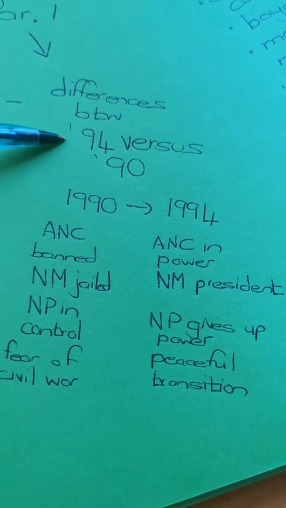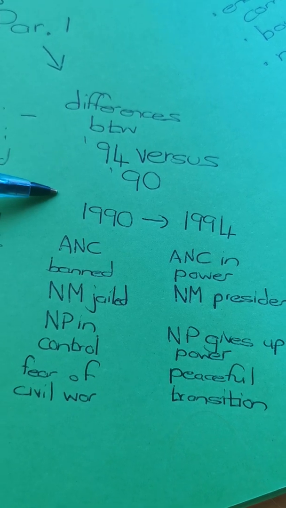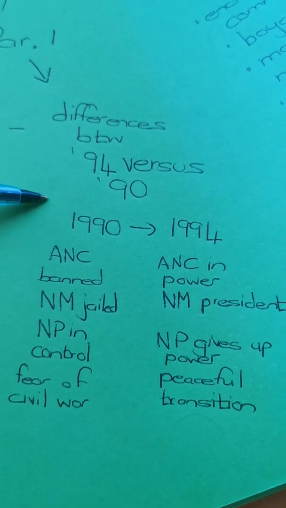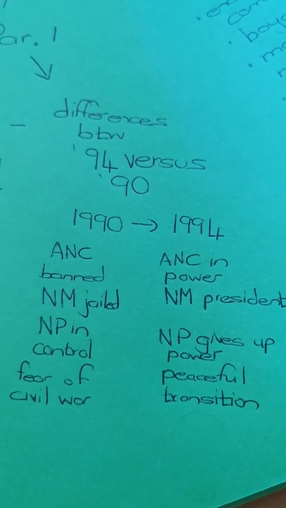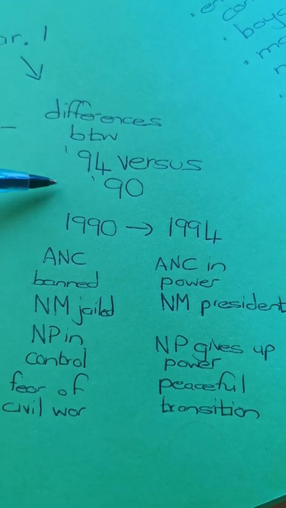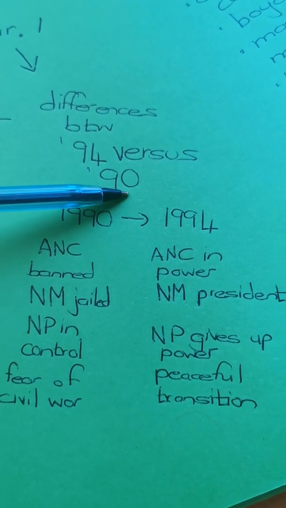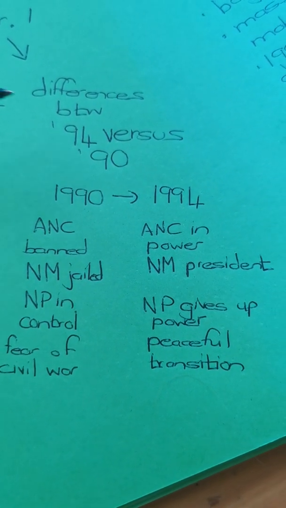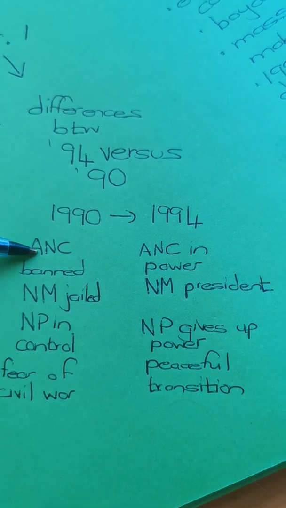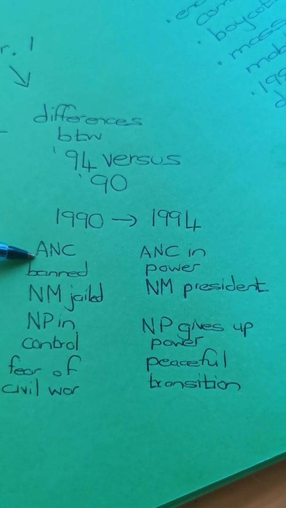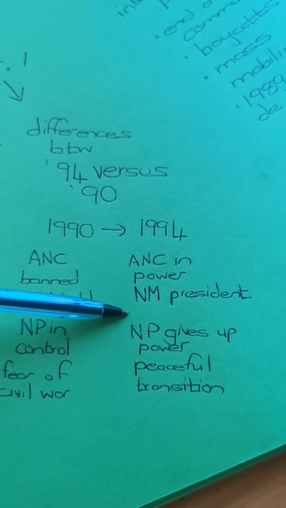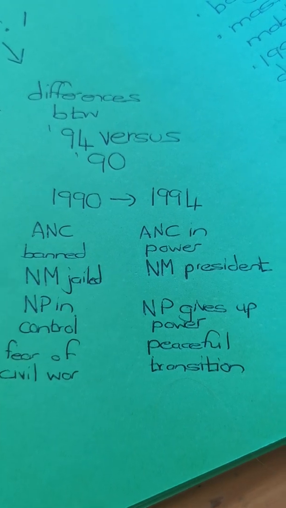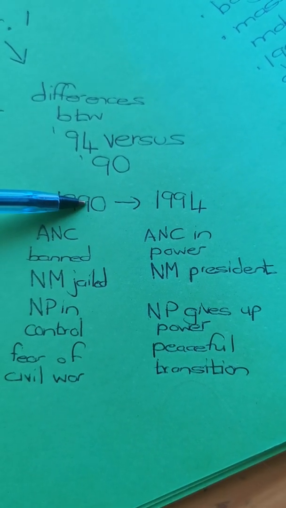So in 1990, the ANC was banned. By 1994, the ANC was the first ever black political party to rule South Africa. The ANC in 1990 was a freedom movement. By 1994, they were a political party. In 1990, Nelson Mandela was jailed. He was released on the 2nd of February, but at the start of 1990, he had been in jail. By 1994, he's the first ever black president of the democratic South Africa. So it's from prisoner to president.